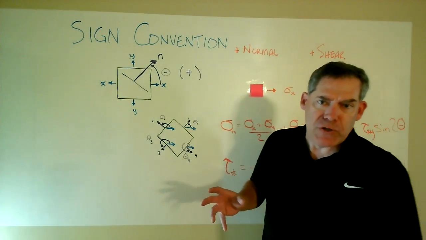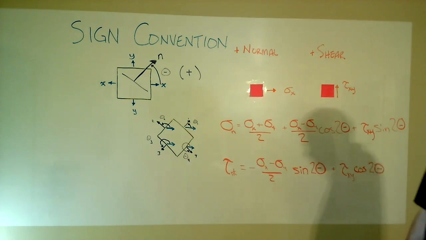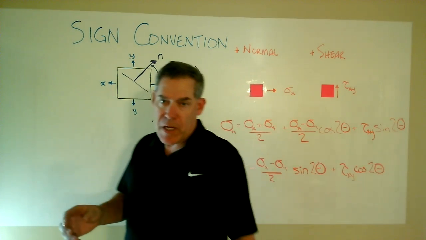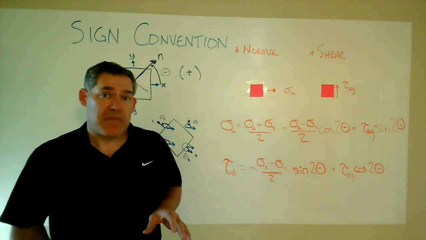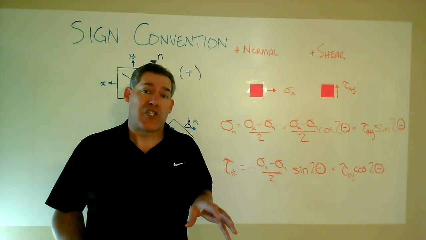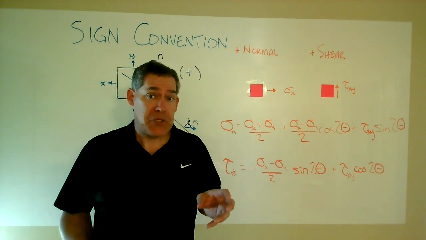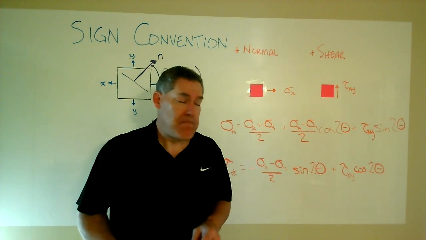Hi, one of the issues when it comes time to applying these stress transformation equations for the state of plane stress is how to deal with the signs. And we got three different signs that we have to be looking at. One associated with the normal stress, one associated with the shear stress, and one also associated with the angles that are involved. Let's take them one at a time.